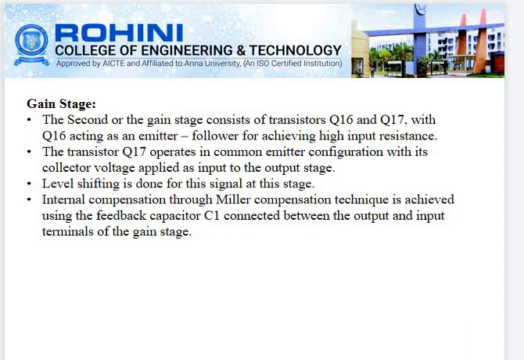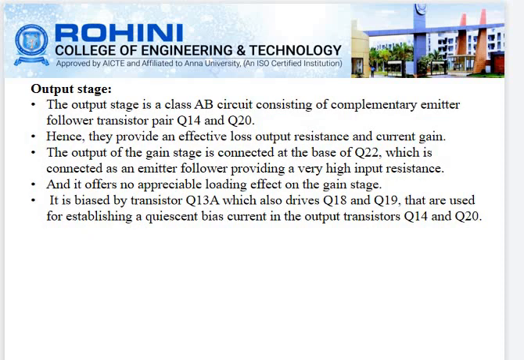accidental shorting of supply to the input terminal. Gain stage. The second stage or the gain stage consists of transistors Q16 and Q17, with Q16 acting as an emitter follower for achieving high input resistance. The transistor Q17 operates in common emitter configuration with its collector voltage applied as input to the output stage. The level shifting is done for this signal at this stage. The internal compensation through the Miller compensation technique is achieved using feedback capacitor C1 connected between the output and input terminal of the gain stage.